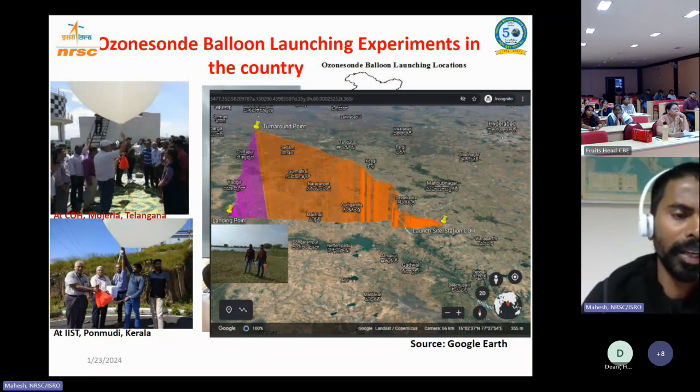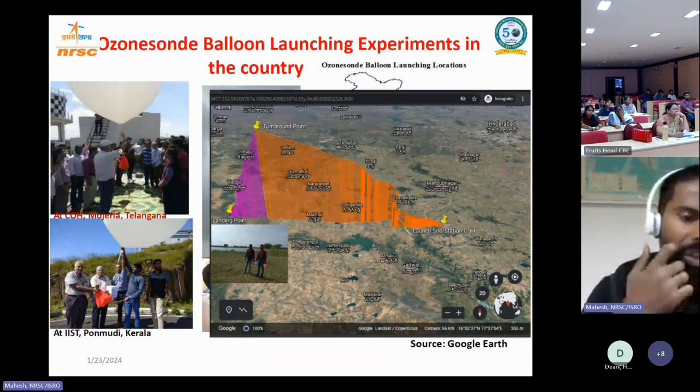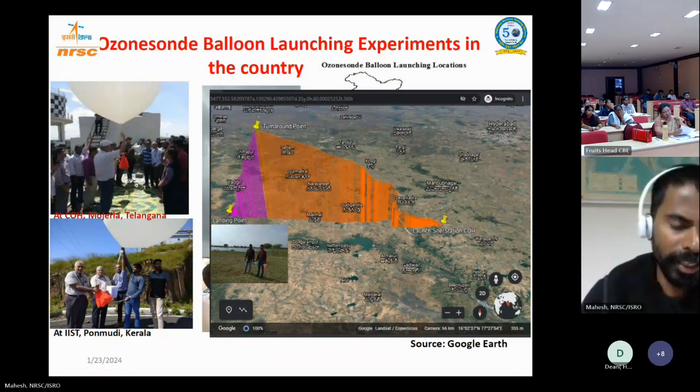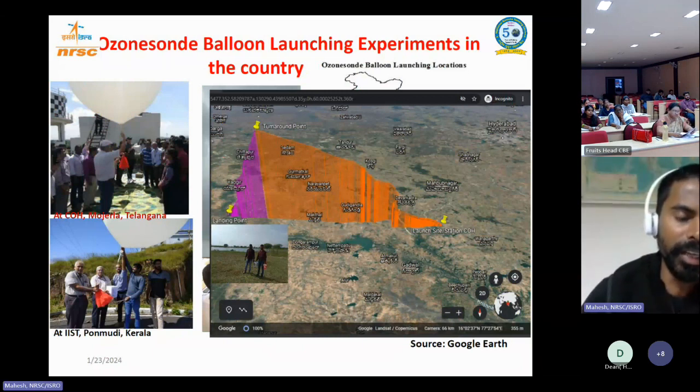This particular project deals with meteorological parameters at a very high vertical resolution, and it gives pressure, temperature, wind speed, wind direction, humidity, and also ozone concentration. Ozone in the atmosphere is very important. Even troposphere ozone has a very bad effect on agriculture yield.